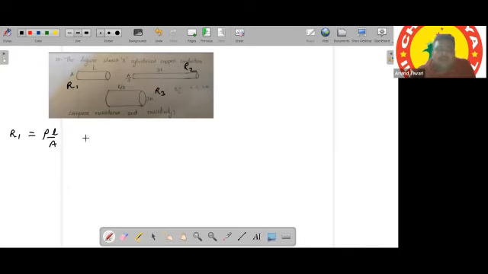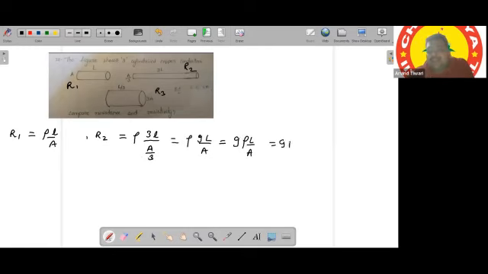The value of R2 will be equal to rho times 3L divided by A by 3, and this will be equal to rho times 9L by A. You can write it as 9 times rho L by A. We already know rho L by A is your R1. So you can write it as 9 times R1.